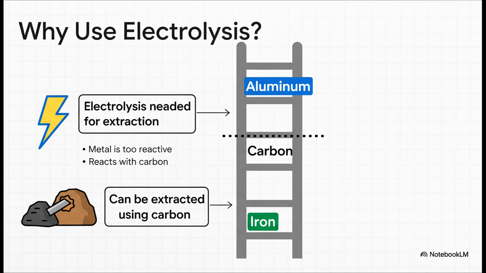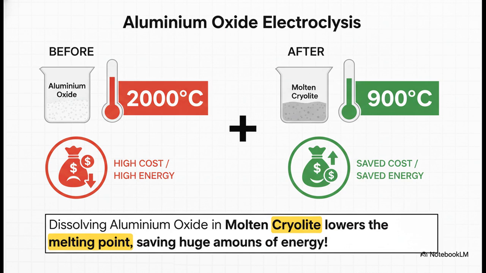For these really reactive metals, we have to force the reaction using the sheer power of electrolysis. Aluminium is the perfect example. Its ore, aluminum oxide, has an insanely high melting point. We're talking over 2,000 degrees Celsius. Trying to melt that would cost a fortune.